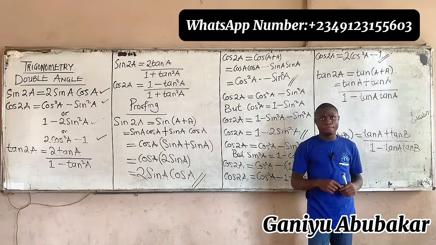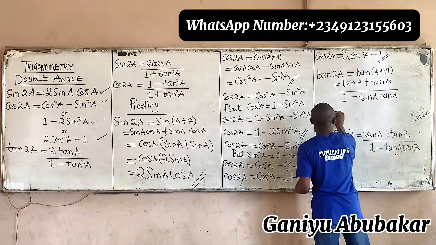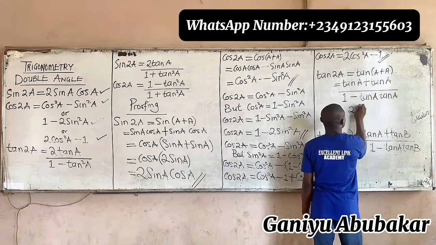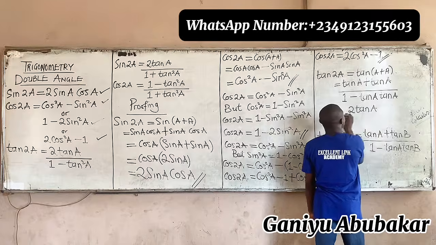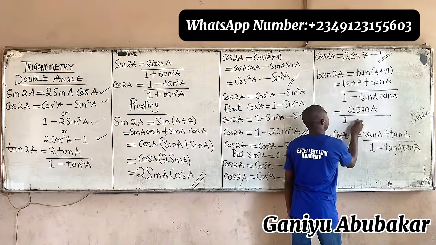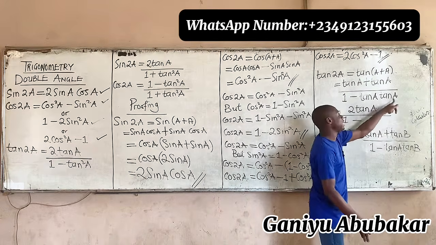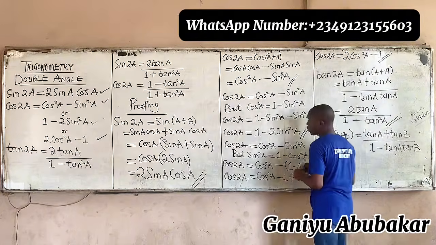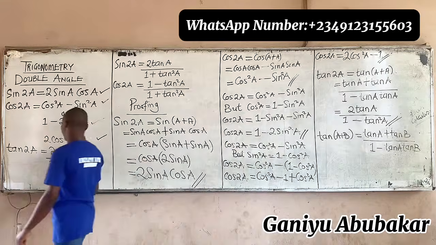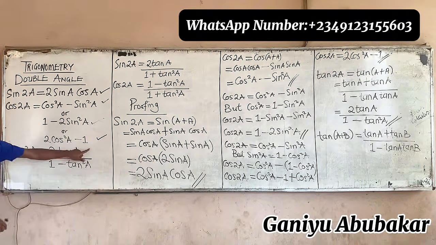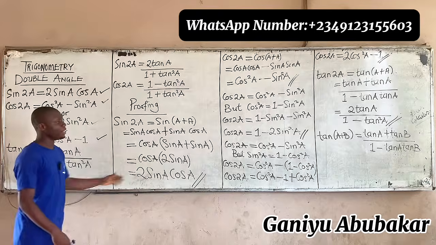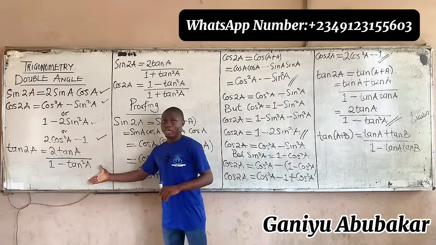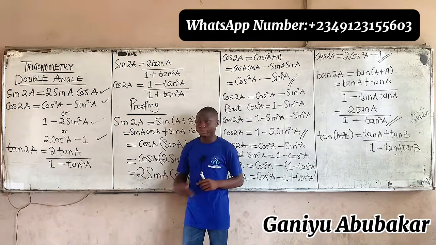That's the logic there. At this point now, this is equal to tan A plus tan A, which is 2 tan A, all over 1 minus tan A times tan A. That becomes tan squared A. This becomes the proof of how I got tan 2A as being equal to 2 tan A all over 1 minus tan squared A. That becomes the proof to this particular task here.